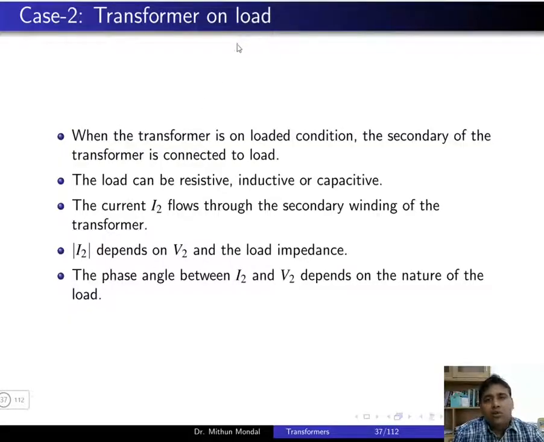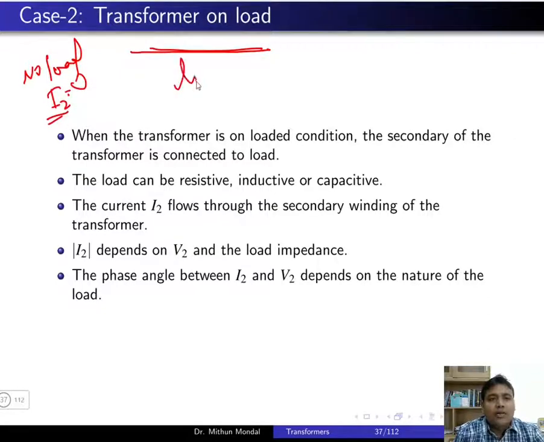Now we will load the transformer. So our next topic will be the transformer under the loaded condition. Till now we have not loaded the transformer. Under the no load condition, our secondary current I2 was 0. But under the load condition, you will have some amount of current I2. So how I2 is flowing and what I2 is doing, that we are going to see.